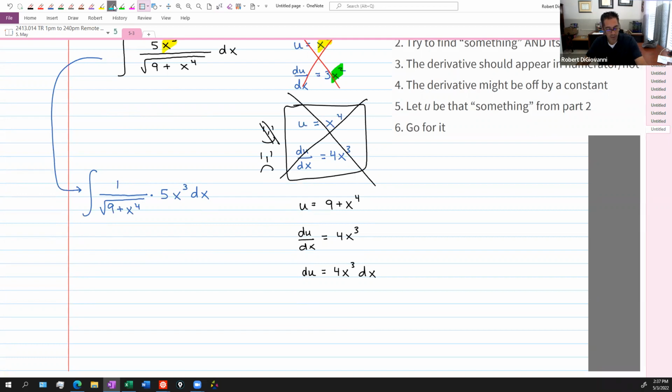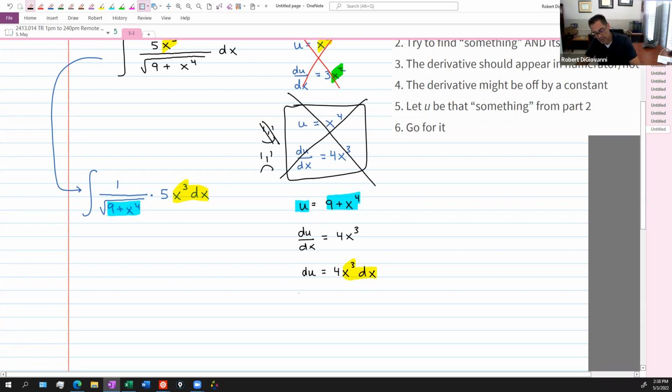Let me look at what matches. 9 plus x to the 4th, that is this. That's going to be replaced with u, right? Everything under that root's going to get replaced with u. Then I have this, see this x cubed dx? I've got an x cubed dx right here, don't I? Now I don't have a 5, and this 4 is a problem. So let me take care of those.